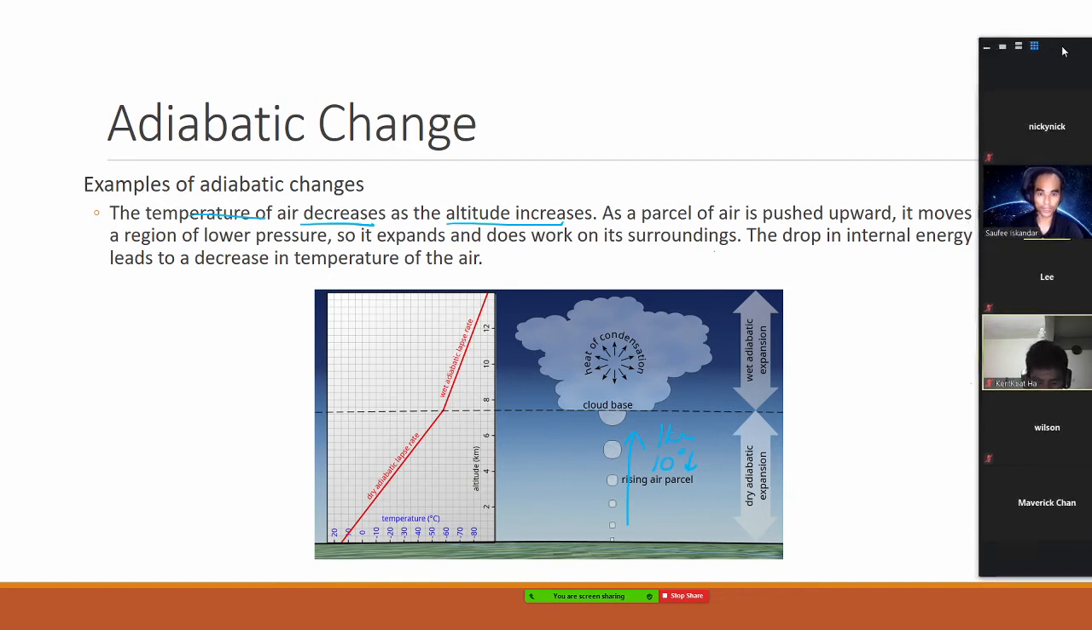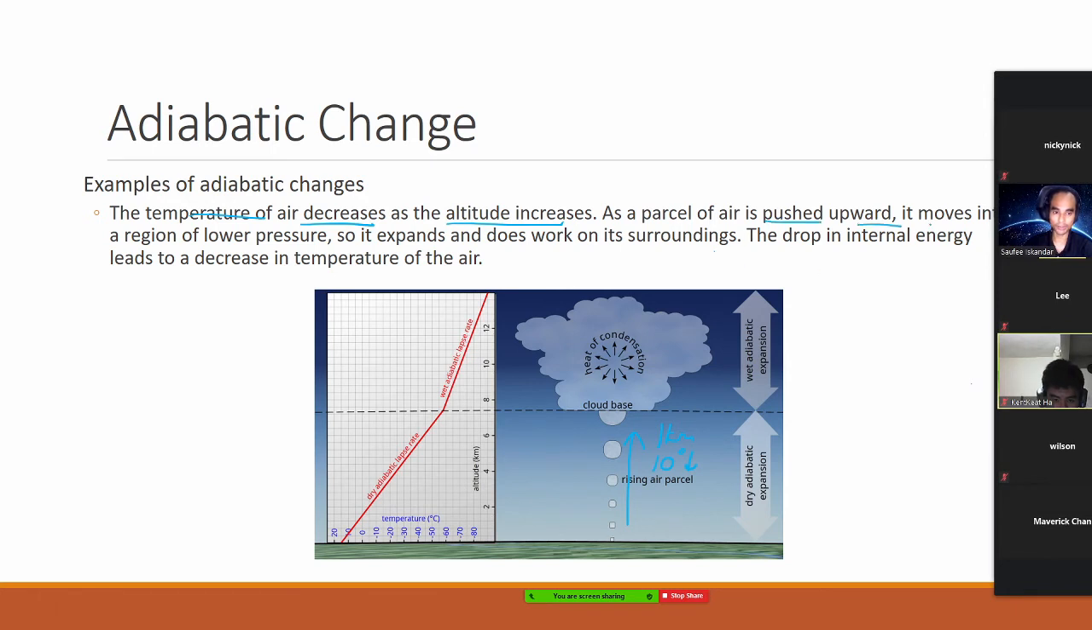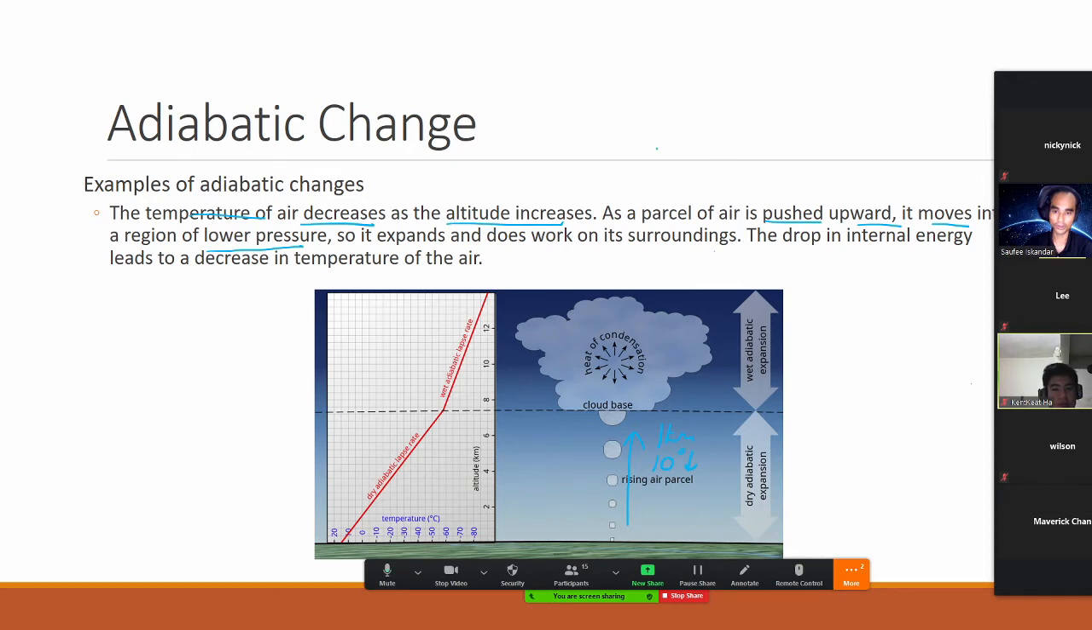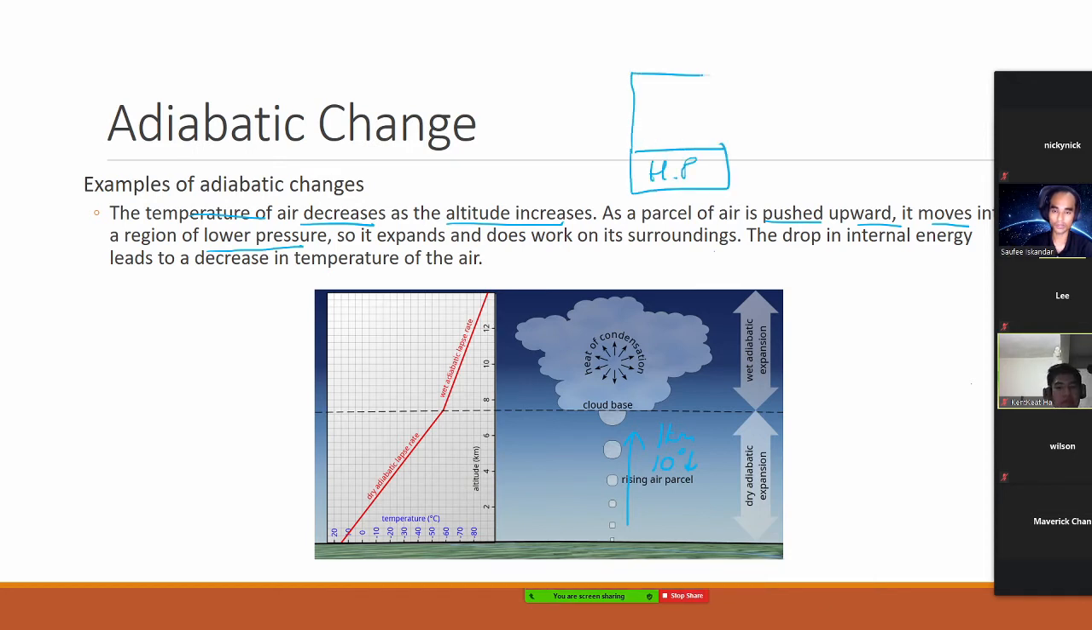It's because when a parcel of air is pushed upward, it moves into a region of lower pressure. High pressure below, low pressure above. So it expands and does work on its surroundings. When it goes up it expands, so this volume will be small and this one bigger. As the volume increases, the temperature goes down. The drop in internal energy leads to a decrease in the temperature of the air. So when you go up to high altitudes, the temperature drops linearly.